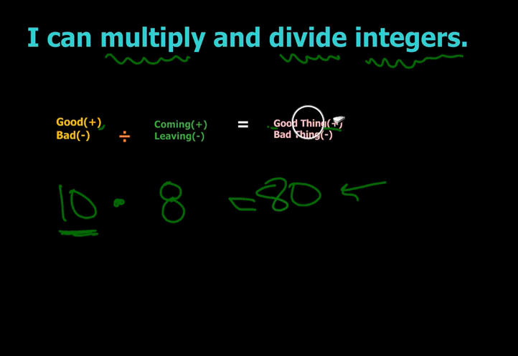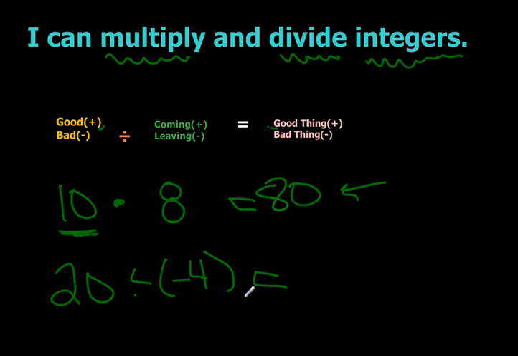So let's talk about the problem where we might have a 20 divided by a negative 4. Notice I changed from multiplication to division, but it's not going to matter, okay? So I look at my first number. My first number is positive. That means I'm talking about good guys. Woo, we love the good guys.